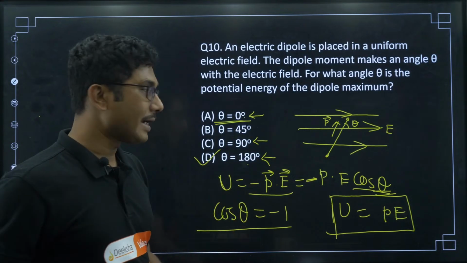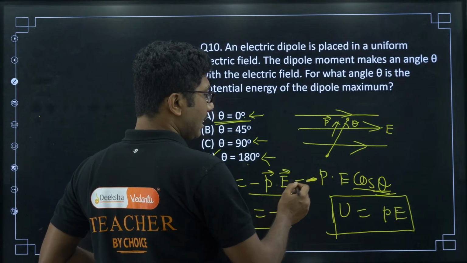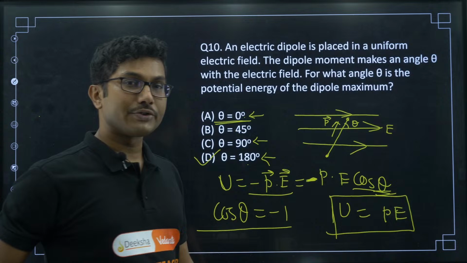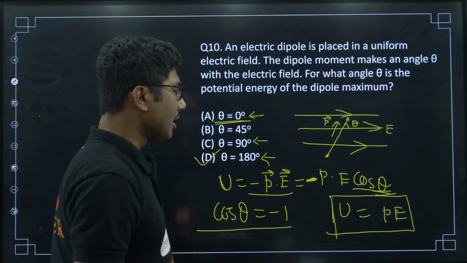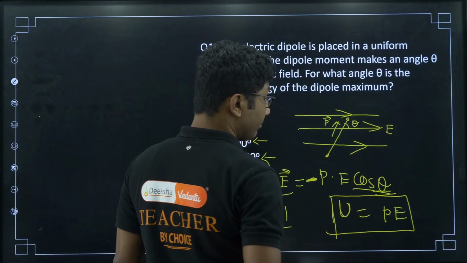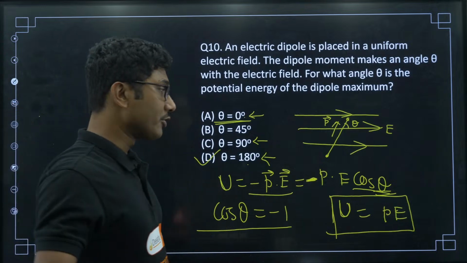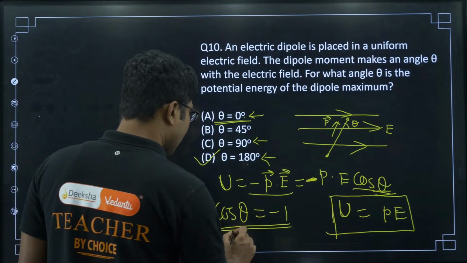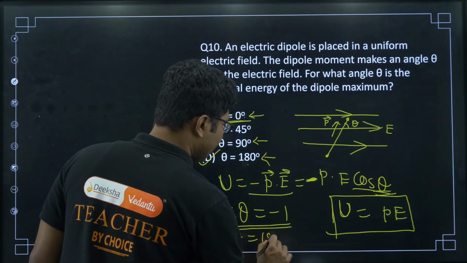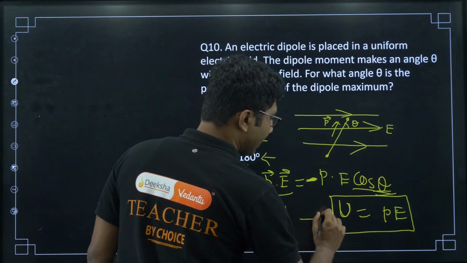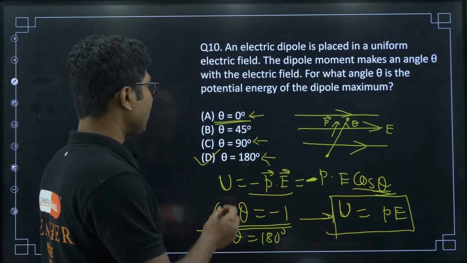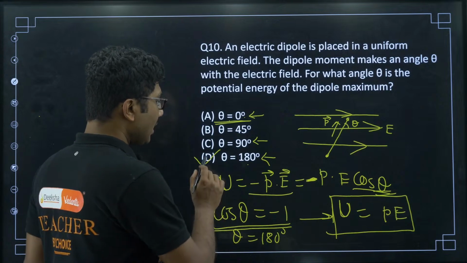Now, we have to remember that there is a negative sign. So, negative sign means if we can make the entire value positive, then only it makes sense. Potential energy will be positive if we can choose cos theta to be minus 1. So, that means theta is basically 180 degrees. In that case, you get potential energy to be plus PE, which is obviously greater. So, the answer is not 0 degree, but 180 degree.